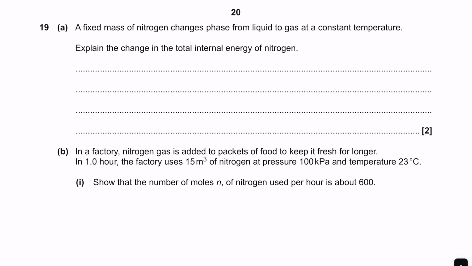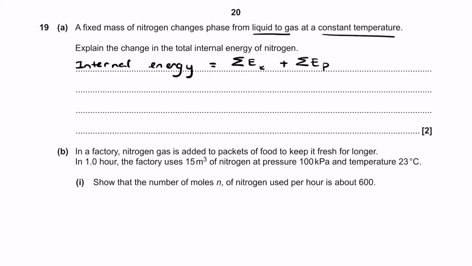So for question number 19, we are given in part A, a fixed mass of nitrogen changes phase from liquid to gas at constant temperature. Explain the change in the total internal energy of nitrogen. So we know that internal energy comprises the sum of all the kinetic energies and potential energy. So I'm just going to write it down as sum of kinetic and potential. The examiner will surely understand.